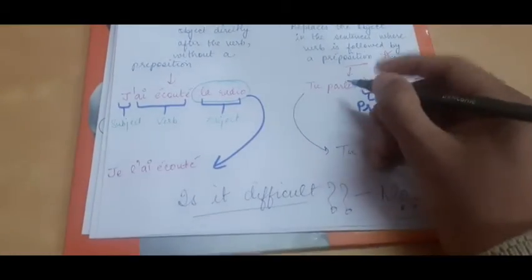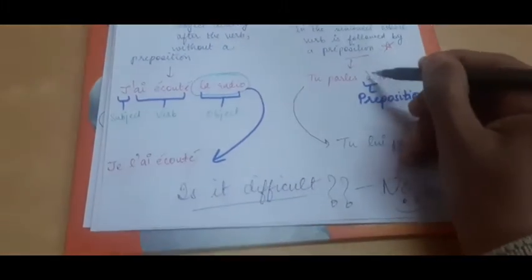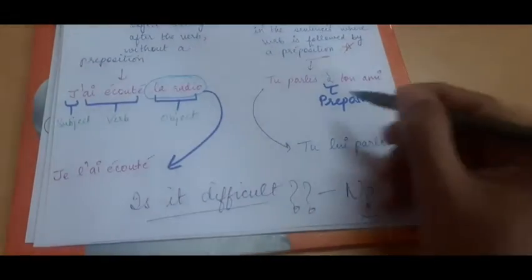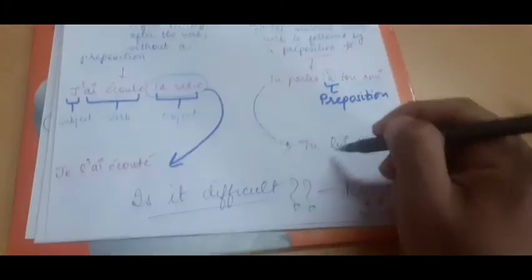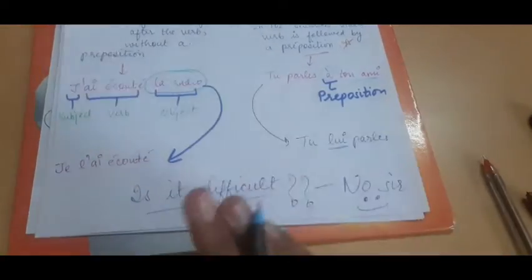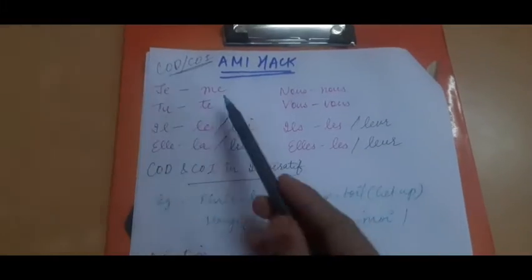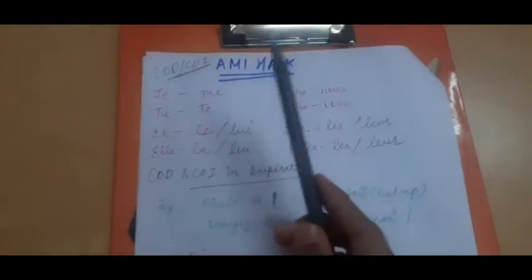And in COI, it is written: tu parles à ton ami. So à is there, which means we'll use COI, which has a preposition. So whatever is after that will be in the form of lui. So let me tell you first the words of COD and COI.